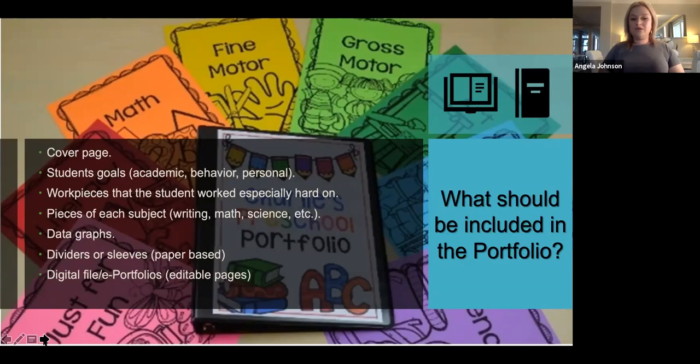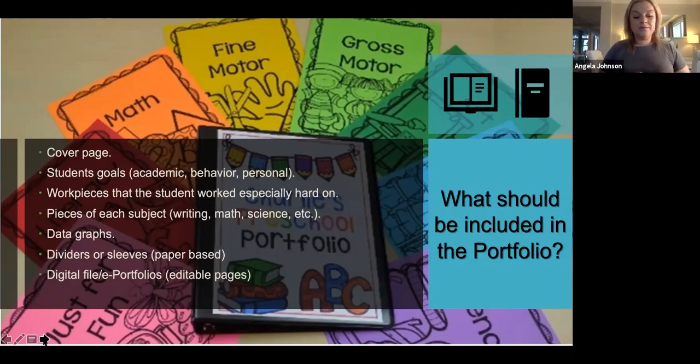Then some student goals: academic, behavior, personal goals. So what is that particular child working on? For example, let's say that child cannot share toys. That's a good goal, right, for that particular child. That might be a behavior goal or a social emotional goal. But maybe that particular child doesn't know how to write the letter B, or doesn't know how to count from 1 to 10. So it can be different goals. It can be academic, behavior, personal.